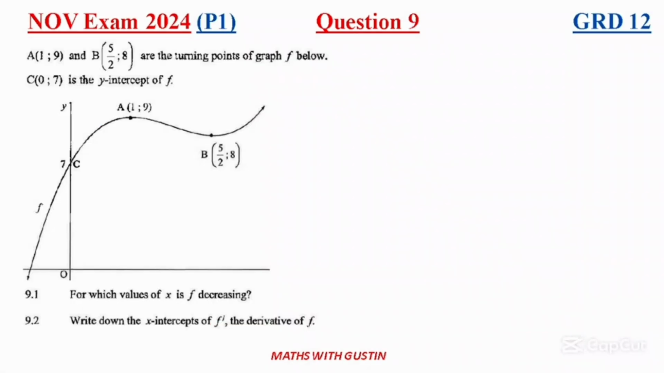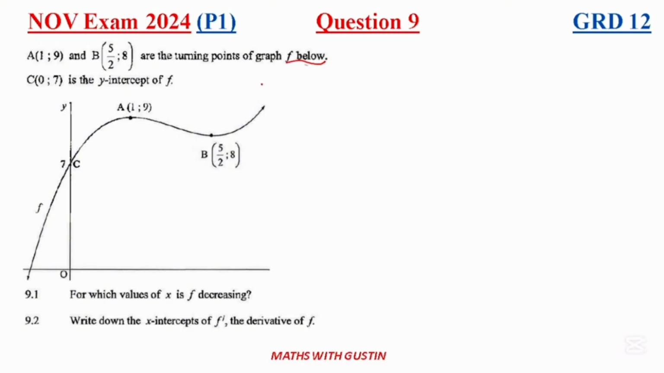All right, guys, now let's have a look at question 9. It was a cubic function that was given. Let's have a look at this question. A, which is (1;9), and B, which is (5/2;8), are the turning points of a graph. Right? I think you must go and watch a video on this channel that we have that explains all the different kinds of questions that they might ask you when it comes to cubic functions. What do you do if you're given an intercept?